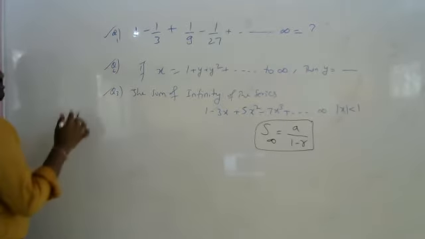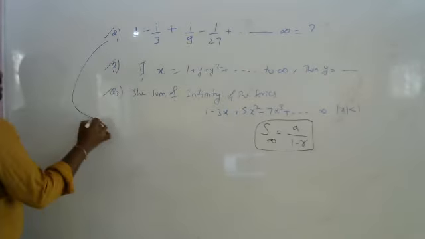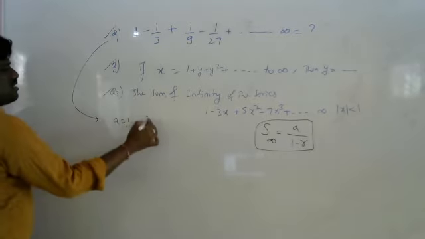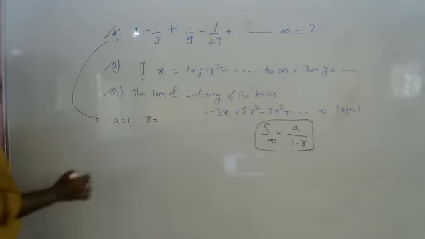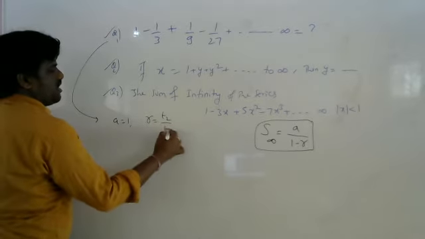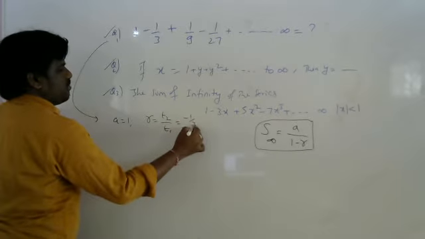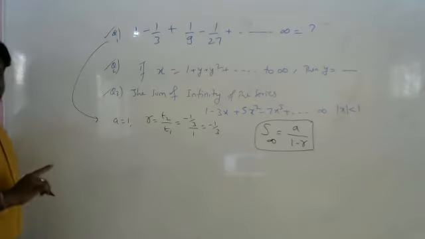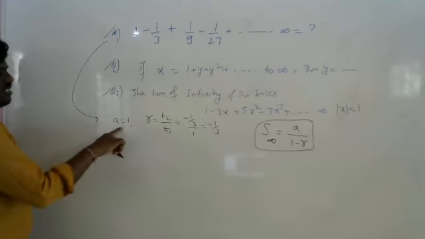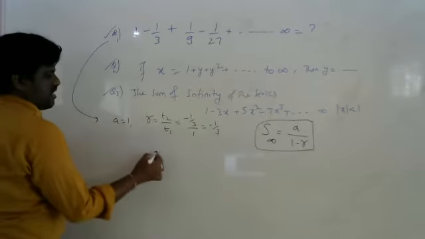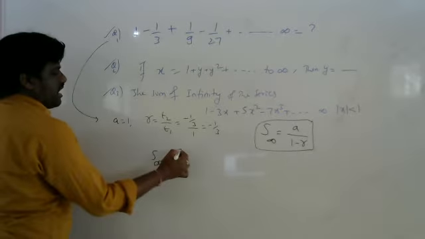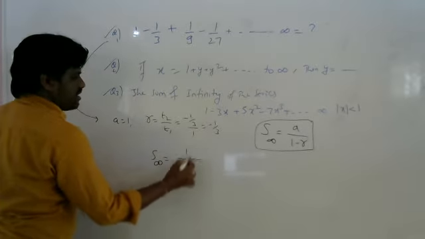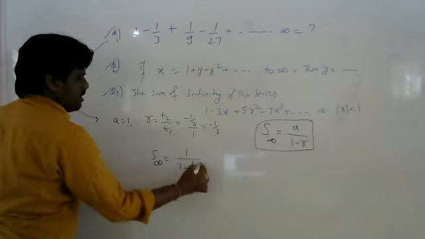Now let us see the first question. In this question, the first term A is 1, and R is the common ratio, that is T2 by T1, which is minus 1 by 3 divided by 1, that is minus 1 by 3. So R is equal to minus 1 by 3, and A is equal to 1. So S infinity is 1 by 1 minus R, that is minus 1 by 3.